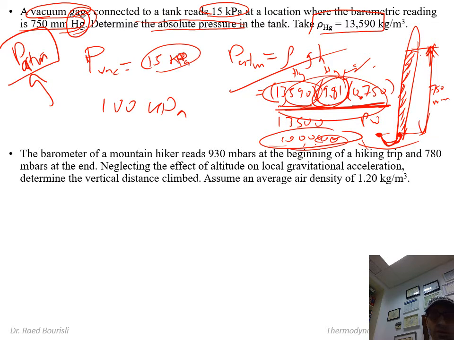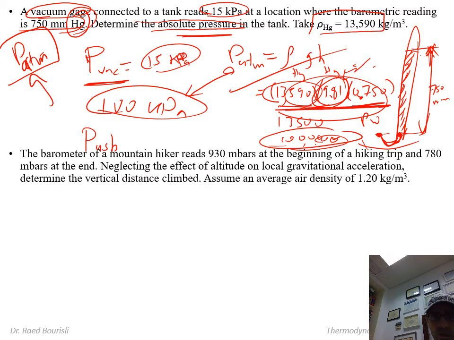This is your atmospheric pressure. Sorry, this is your atmospheric pressure. What you want is the absolute pressure, and the absolute pressure is P atmospheric minus P vacuum. So basically 100 minus 15, which is what they gave me, so 85.